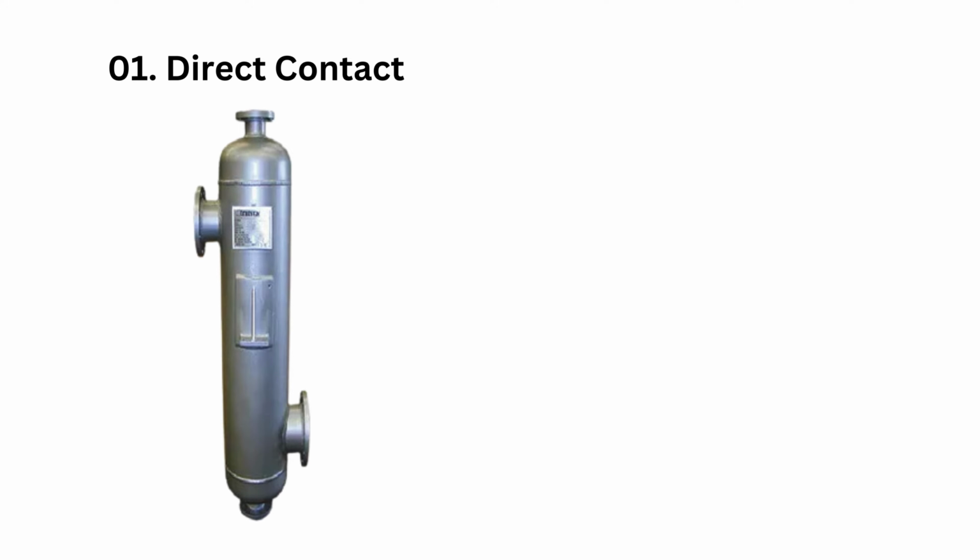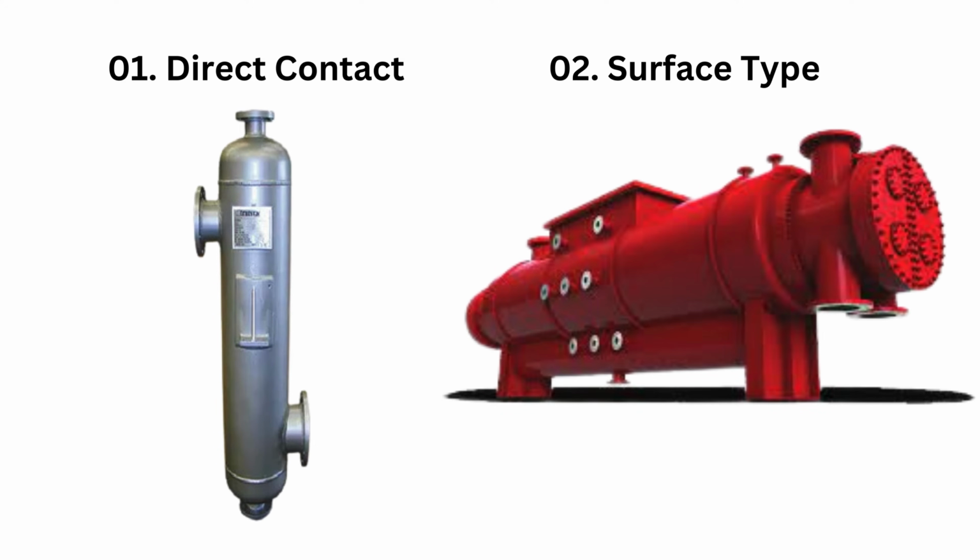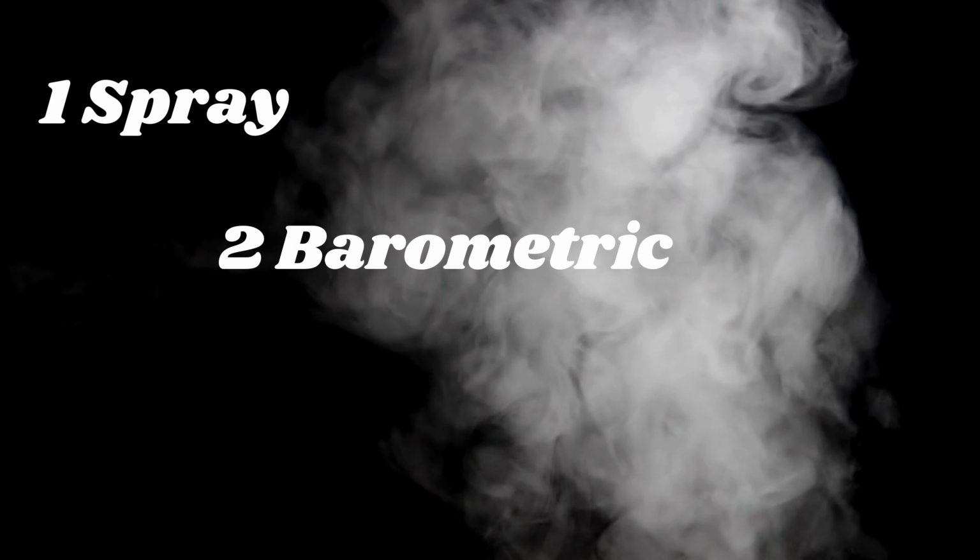There are two broad classes of condensers. First is direct contact type condensers, where the condensate and cooling water directly mix and come out as a single stream. Second is surface type condenser. Here water is not in direct contact with steam. In direct contact condensers, there are three types: spray, barometric and jet type.